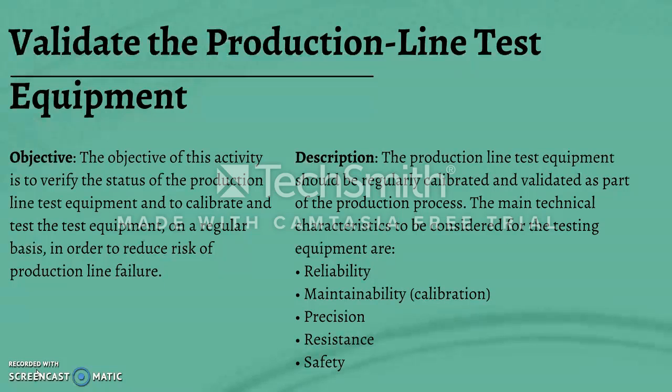The production line test equipment should be regularly calibrated and validated as part of the production process. The main technical characteristics to be considered for the testing equipment are reliability, maintainability, precision, resistance, and safety.